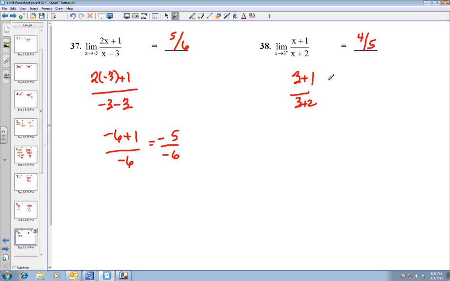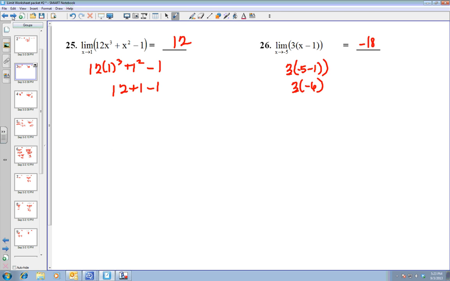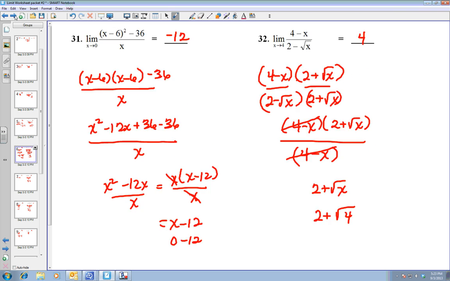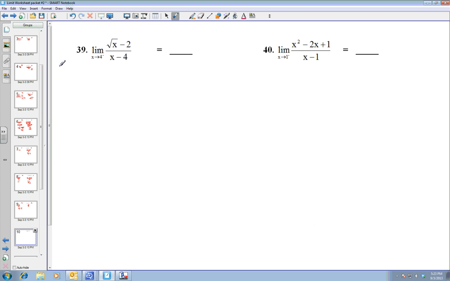39. Okay, as x approaches 4 from the left. Now on this one, I can't use direct substitution because I'd get 0. So my hint is that I see a radical, which means I probably need to rationalize so that something will cancel.